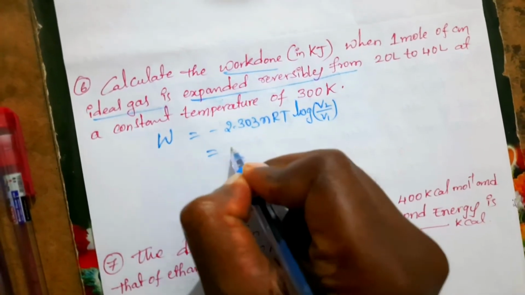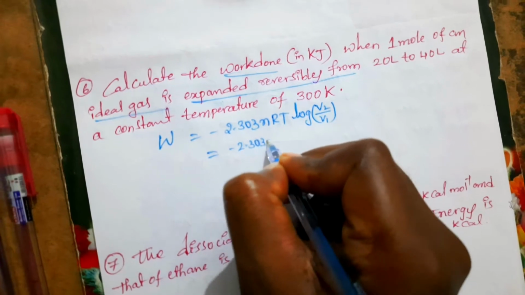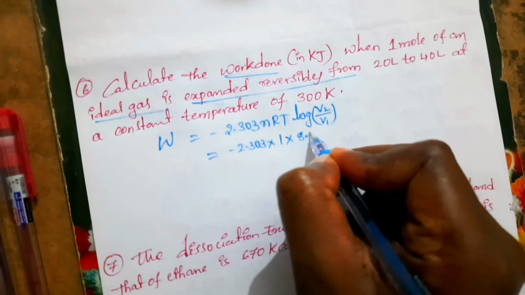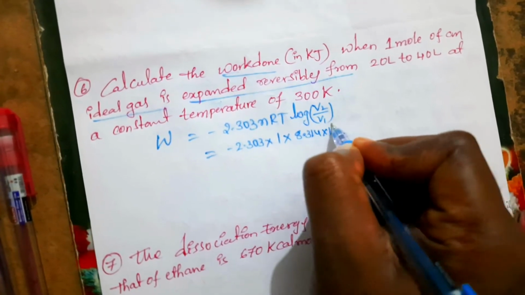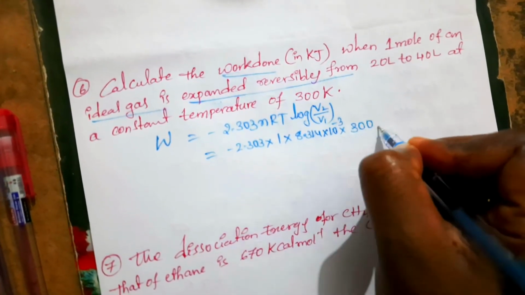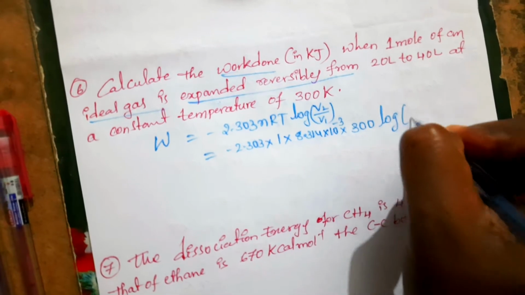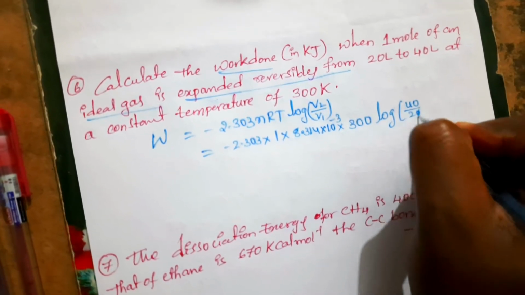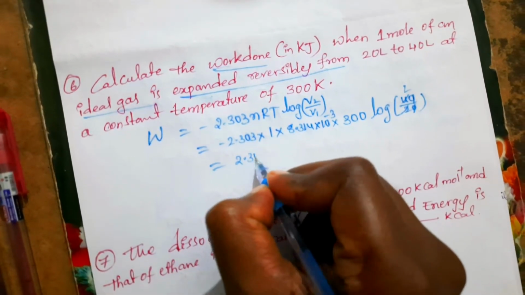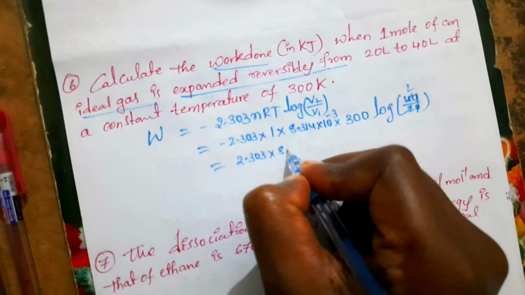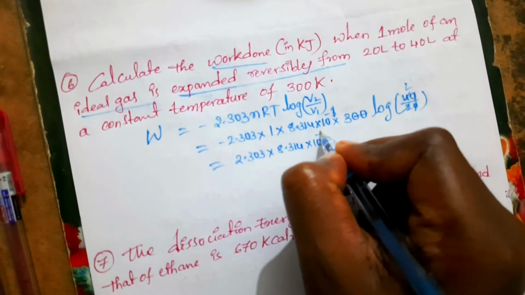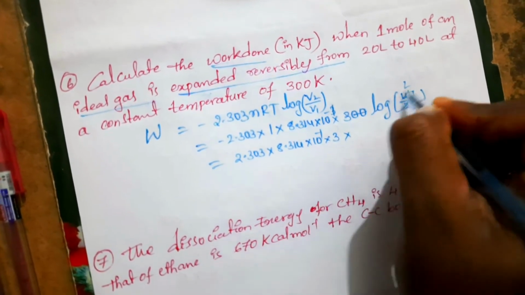So here, minus 2.303, n is 1 mole. The R value should be taken in kilojoules, that is 8.314 into 10 power minus 3 kilojoules, into temperature 300, into log of V2 by V1, that is 40 by 20, which is log 2. Log 2 is 0.3010. So 2.303 into 8.314, the 2 zeros and 1 zero get cancelled, into 10 power minus 1 is left over, into 3. So what is the log 2 value?